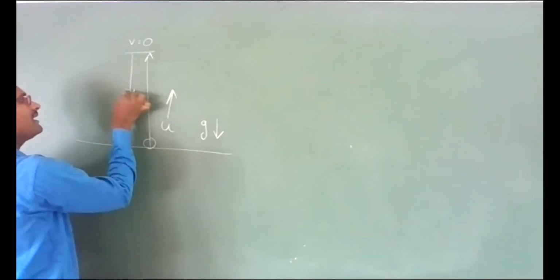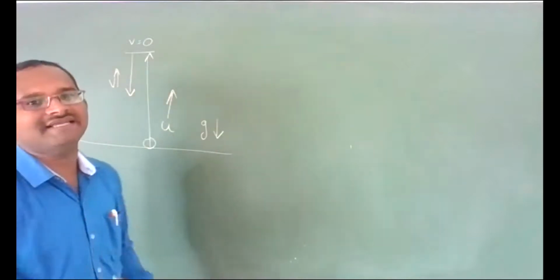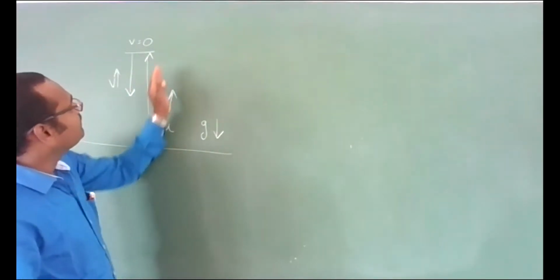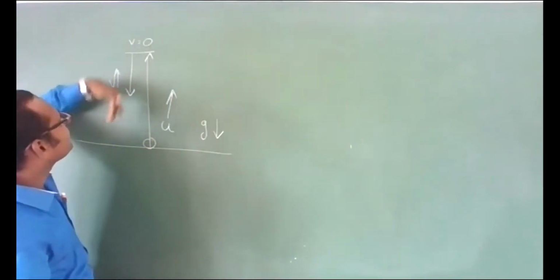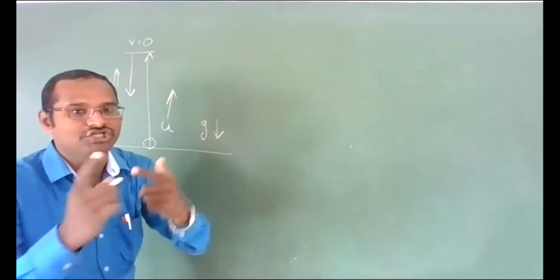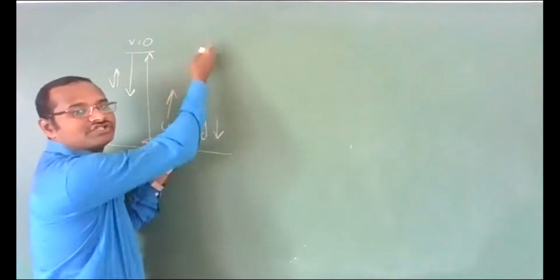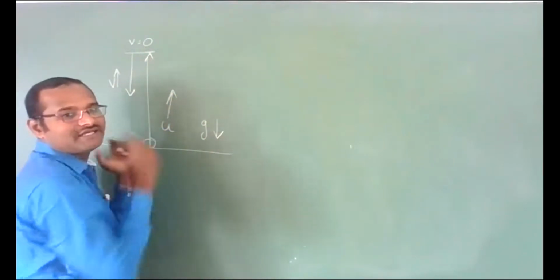While it is coming back, its velocity increases. But the difference here is, while going up, velocity is in this direction, while going down, the direction of velocity is the other way. So the direction of velocity will change. While going up, velocity is positive. While coming down, velocity is negative.